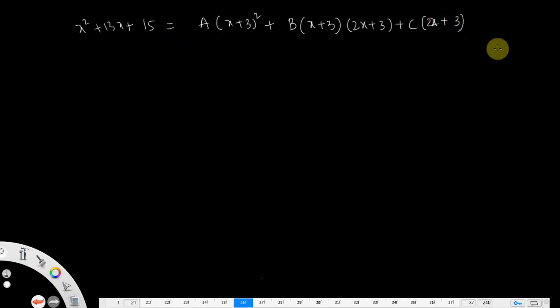For finding the value of B, keep it the same, but we observe that for A and C there is no common factor. Then, by the cover-up method, we put x equal to 0 in the expression. Then you get the relation between A and C.